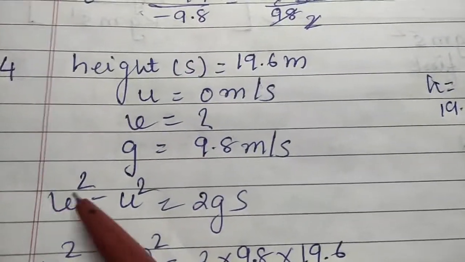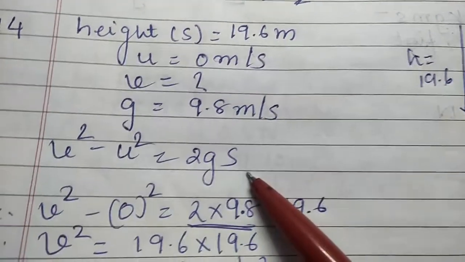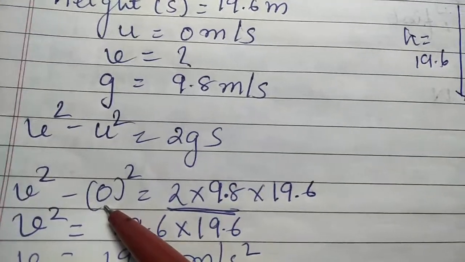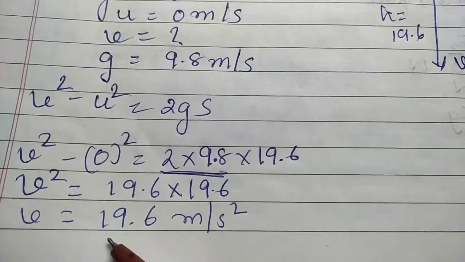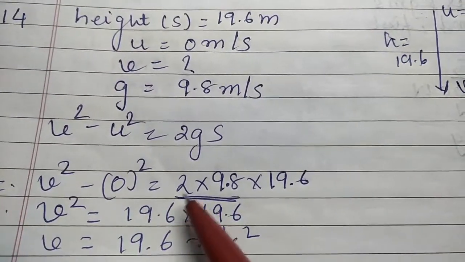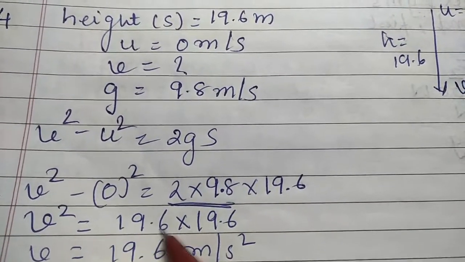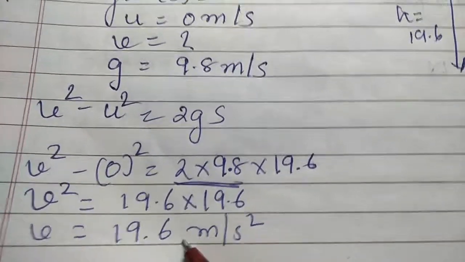Now we use the equation v square minus u square is equal to 2gs, where u square is equal to 0. V square we will find out, putting the values we get v is equal to 19.6 meter per second, because v square is 2 into 9.8, which is 19.6, and 19.6, so 19.6 square, so v will be 19.6.